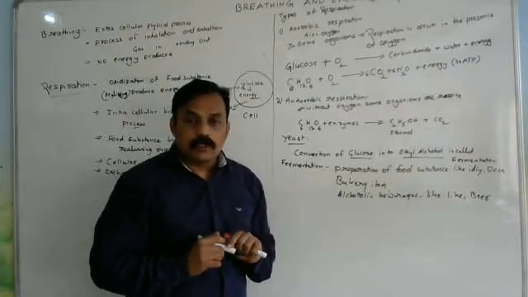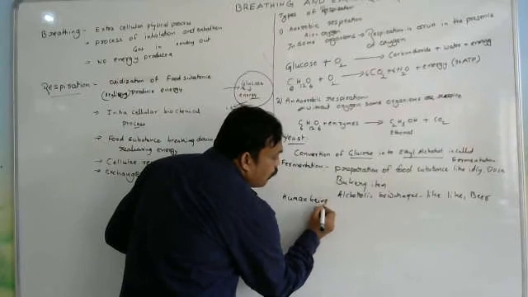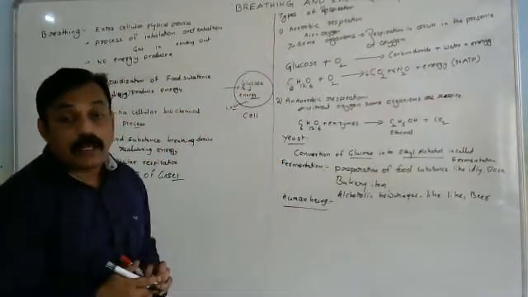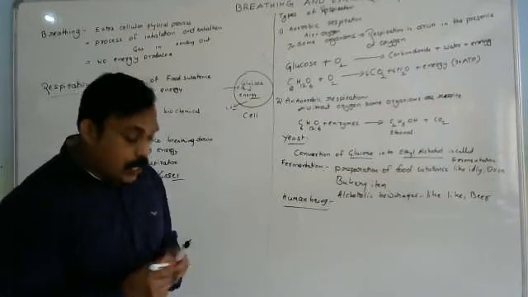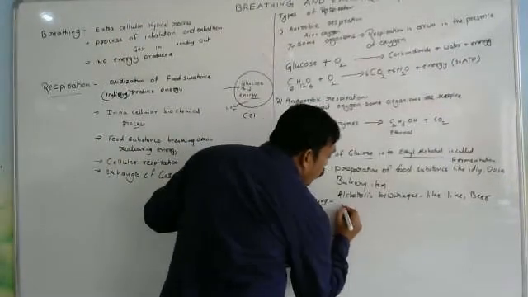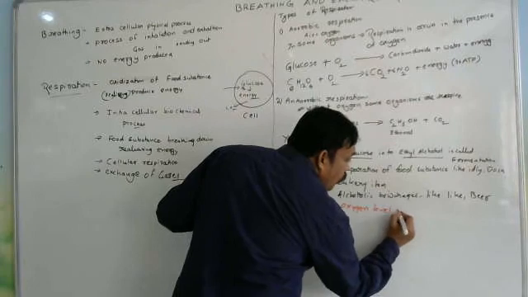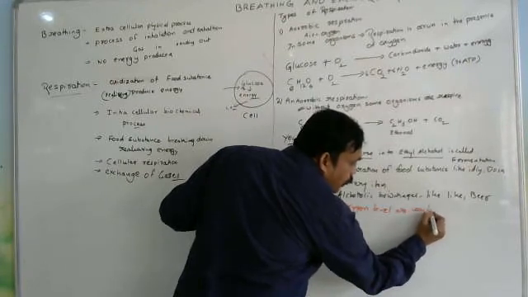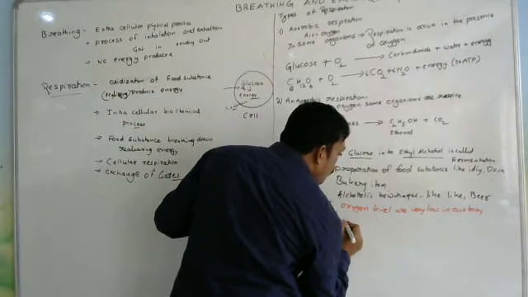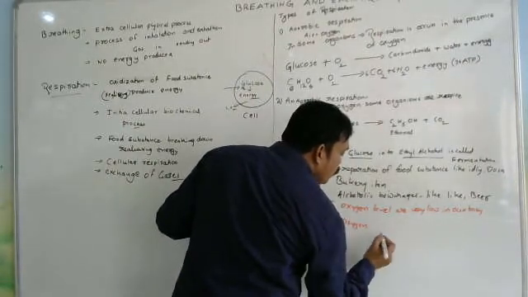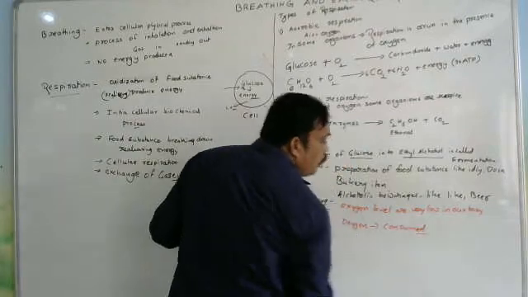Next, what about human beings? In human beings also, sometimes anaerobic respiration occurs. At what time does it occur? When oxygen levels are very low in our body, when the oxygen has been consumed and utilized.